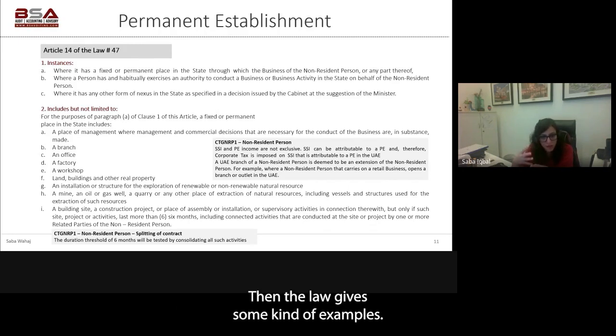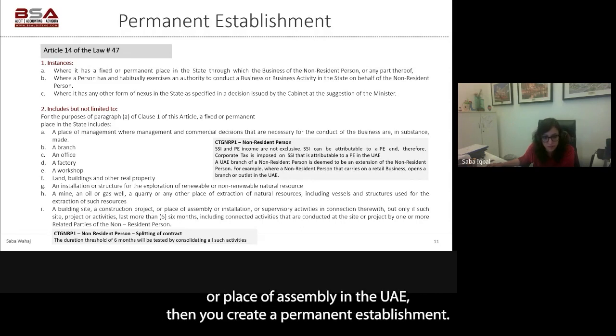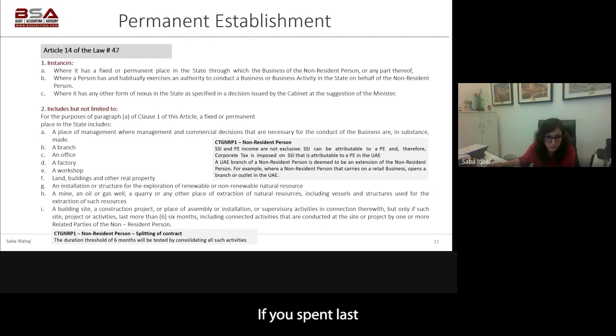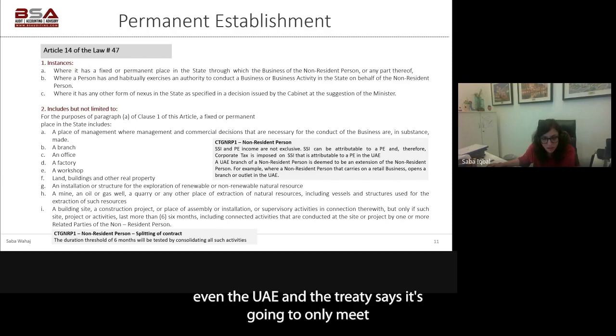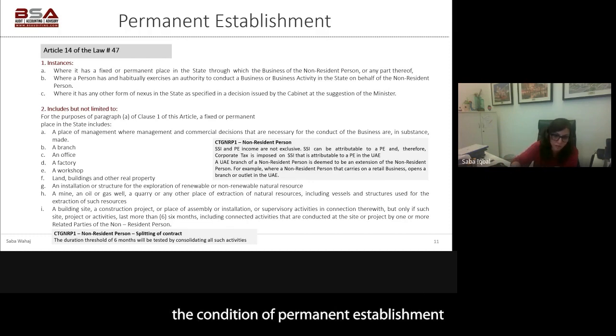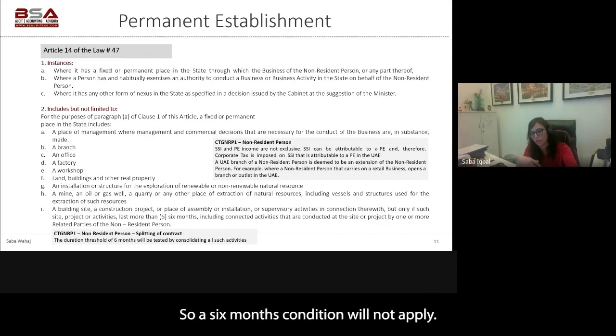Then the law gave some examples. It's a list of possibilities of permanent establishment. We have discussed it. An important point here is that if you have a building, construction site, or place of assembly in the UAE, then you create a permanent establishment if you spend 6 months or more, or if the non-resident has a double tax treaty with the UAE and the treaty says the condition of permanent establishment is only met after more than 6 months. So let's say the treaty says 9 months, for example. Then the 6 months condition will not apply.